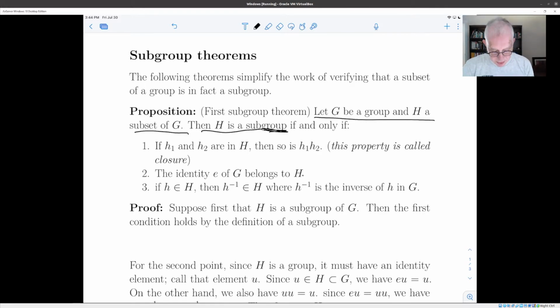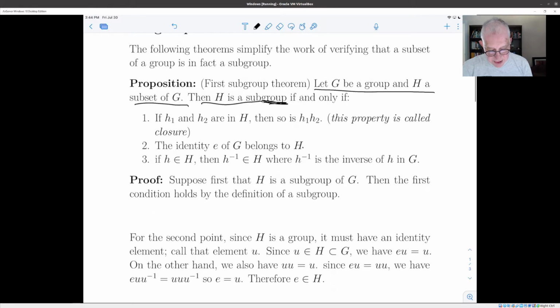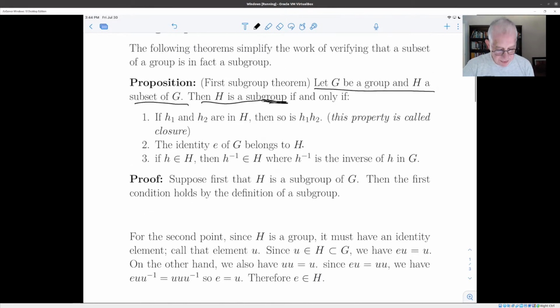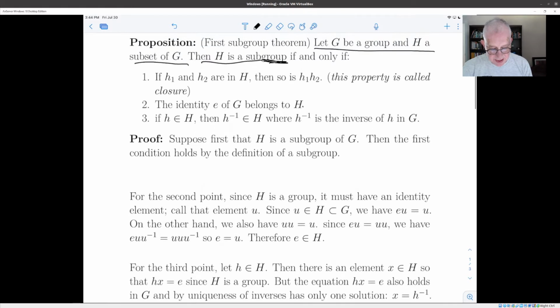Okay. So this is an if and only if theorem. So as we know, we have to prove two different things. We have to first assume that H is a subgroup and then show that these properties hold. And then we have to assume that these properties hold and show that H is a subgroup. So let's start by first assuming that H is a subgroup and showing that the three properties hold.